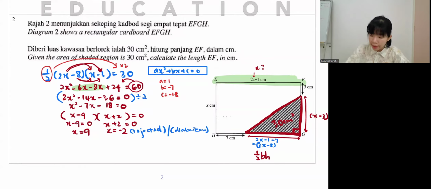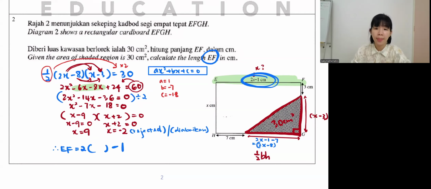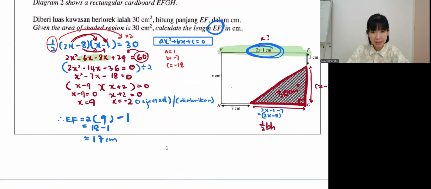Not done yet. The question asks, what is the length of EF? So guys, what is your final answer? EF is 2x minus 1. The x is 9, so 2 times 9 is 18, minus 1. The answer is 17 cm.